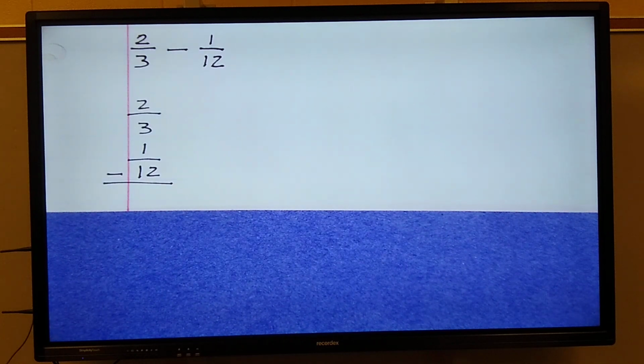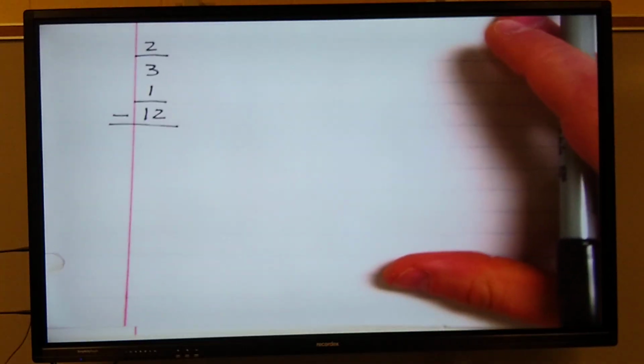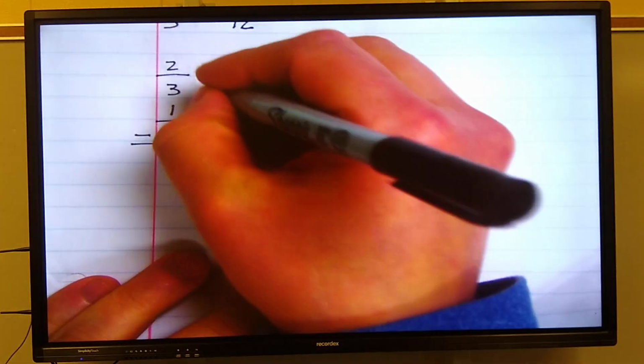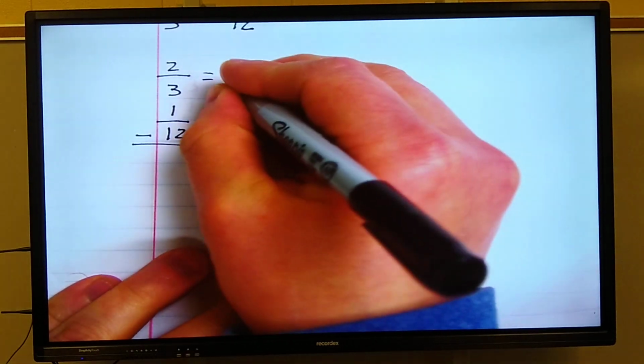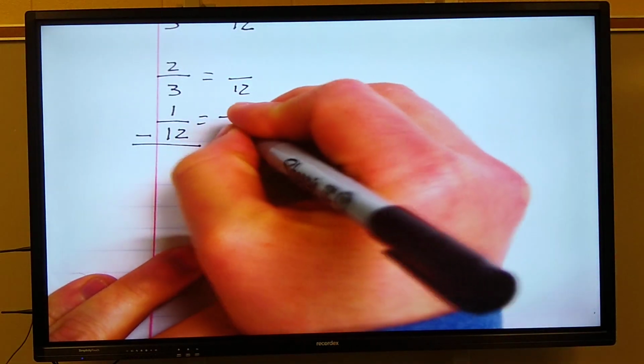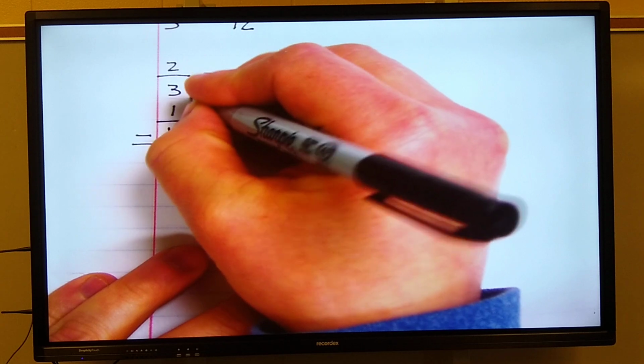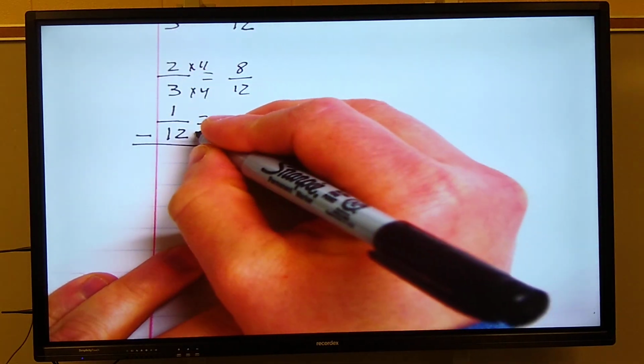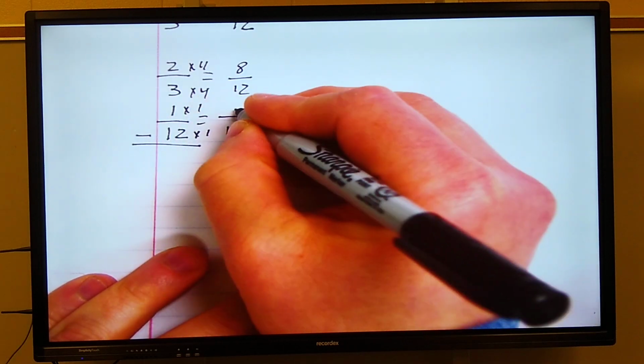Pause the video. All right, let's see how wonderful you did. The least common denominator ended up being 12. 3 times 4 is 12. 2 times 4 is 8. 12 times 1 is 12. 1 times 1 is 1.